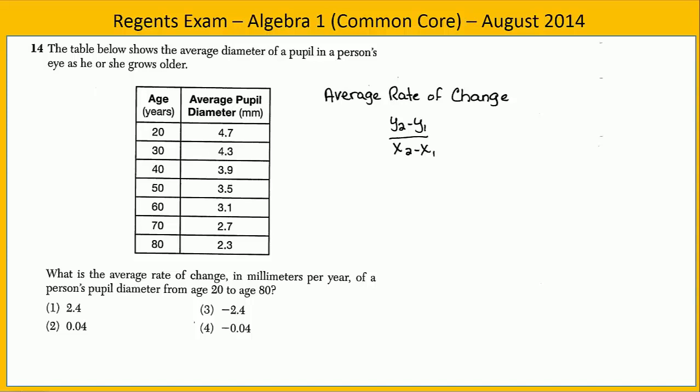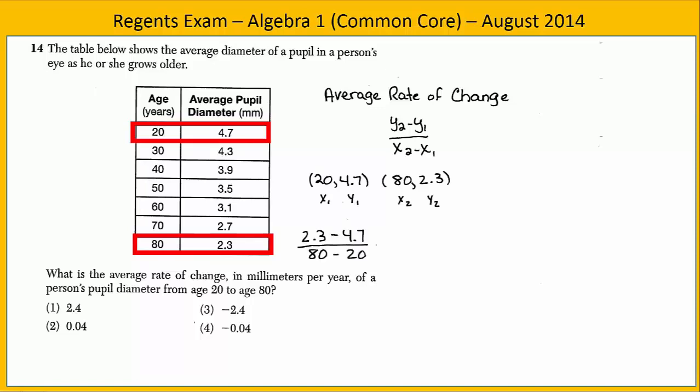We want the average rate of change from a person aged 20 to a person aged 80. We identify those values in the table, and we write down those points. We substitute them into the formula and work carefully. We find that the value is negative 0.04. The average rate of change is negative 0.04, or choice 4.